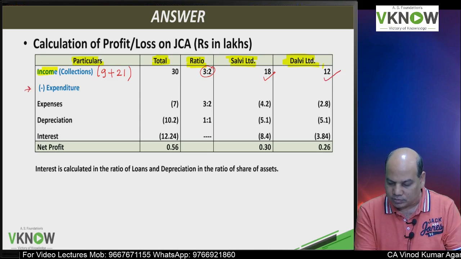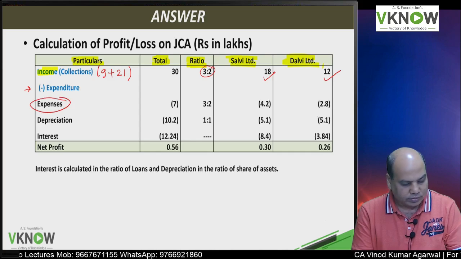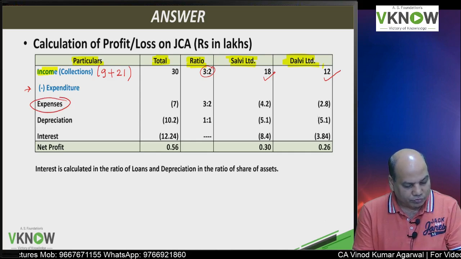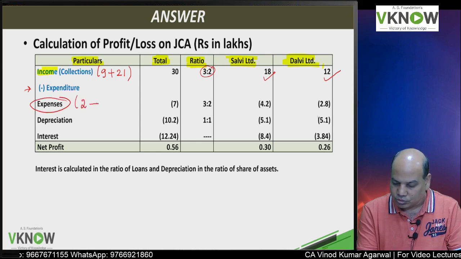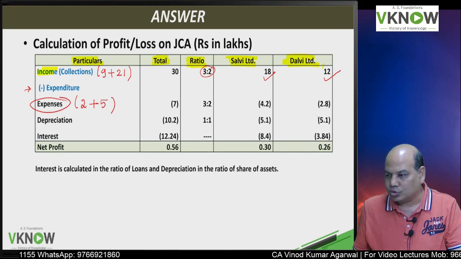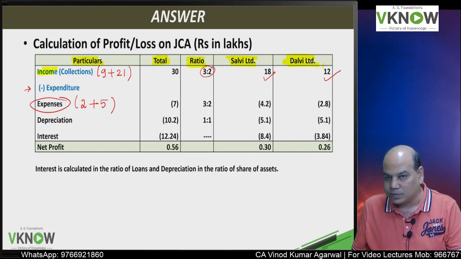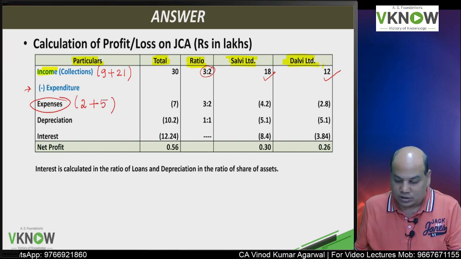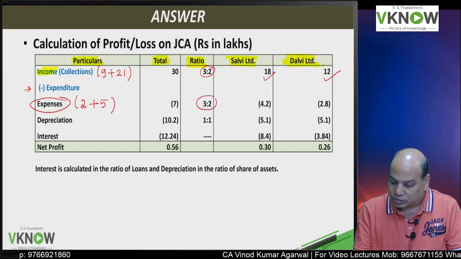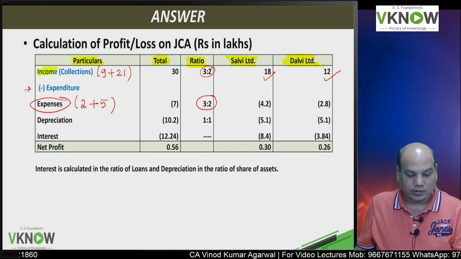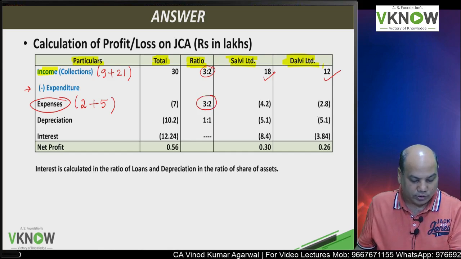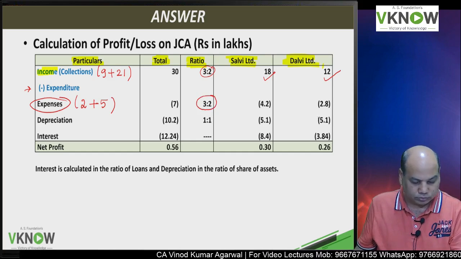Now write down expenditure. Under that write down expenses. Expenses incurred by Salvi is 2 and Dalvi is 5. 2 plus 5, total expenses incurred 7. Agreement says they will share the expenses in the ratio of 3:2. Okay.